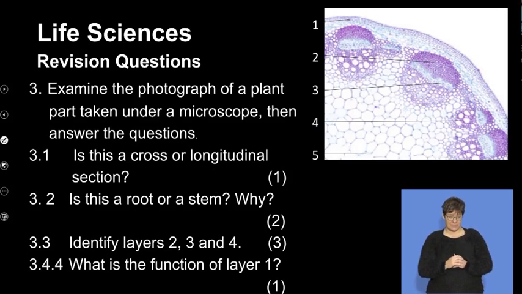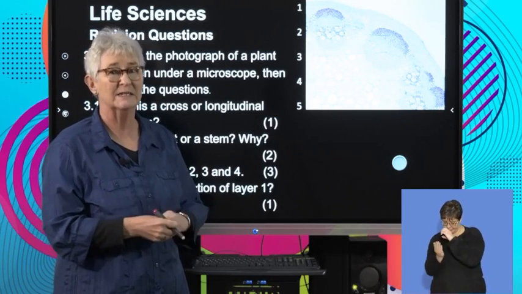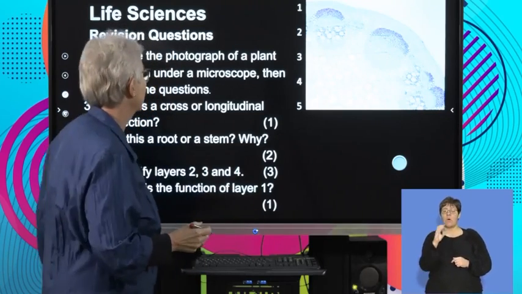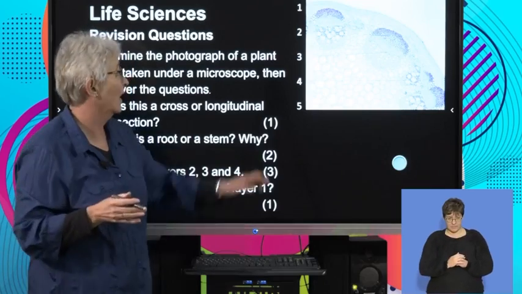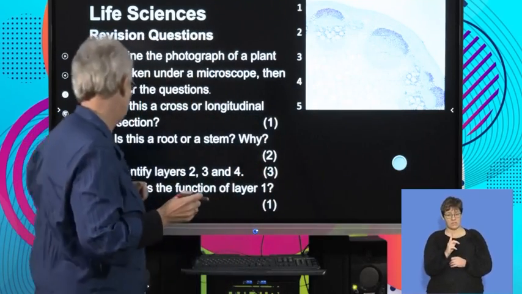Then, sometimes you're given photographs taken under a microscope, and you're asked to identify each different type of plant organ. So, let's have a look at this. It's a plant part taken under a microscope, and you answer the questions. Is this a cross or a longitudinal section? You should know a cross-section is cut across like this. A longitudinal section is lengthways. And the only way you would get something like this is via a cross-section.